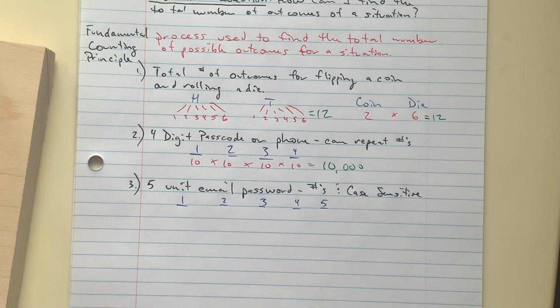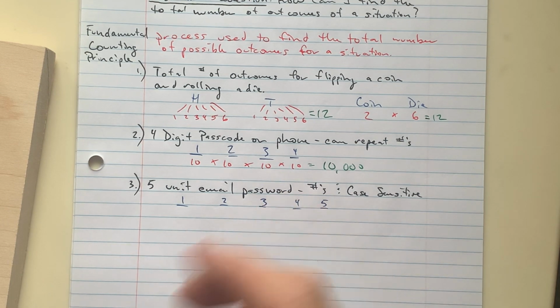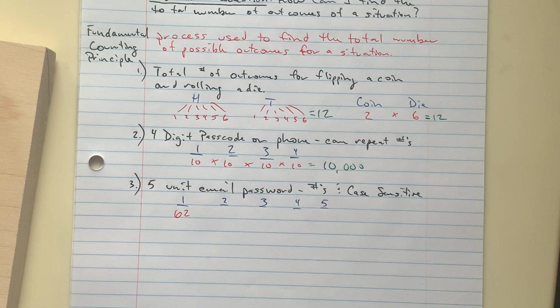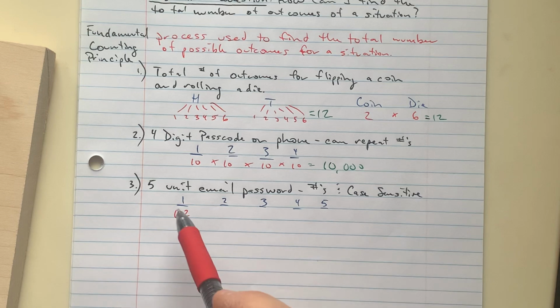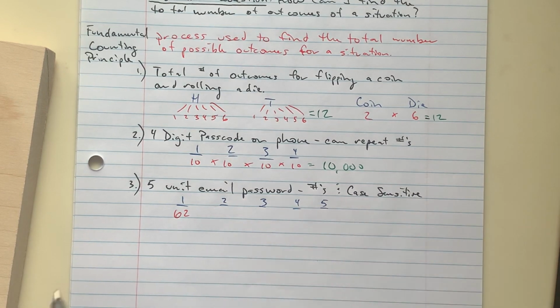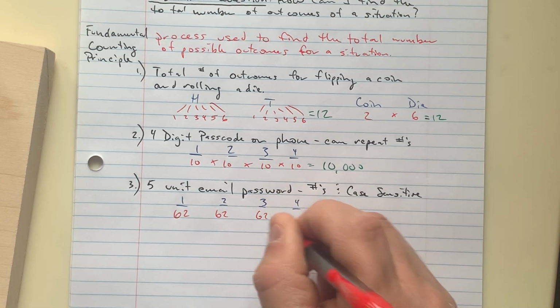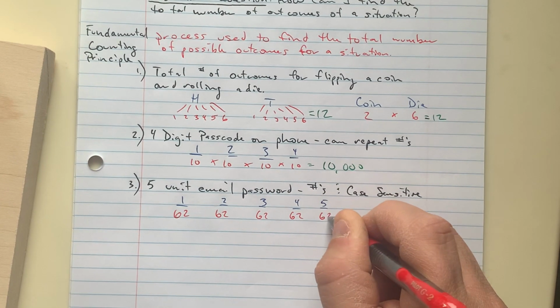Now, there are 26 letters in the alphabet. Well, they can be uppercase or lowercase. So 26 and 26, that's 52 different choices. Plus our 10 numbers, we have 62 options. And if I repeat it, like capital A, capital A, capital A, capital A, capital A for my password, not a very good one, but if I did, I have 62 different options on all 5.